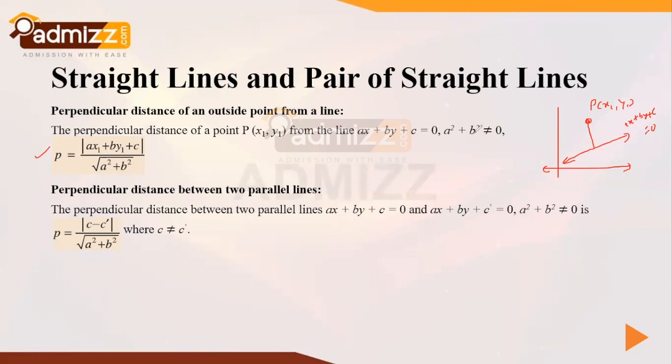Now what you need to do: the a, b and c values you are supposed to take from the equation of the line, and then the x1, y1 values you are supposed to extract from the point which is provided in the question, and substitute all these values in this equation of perpendicular distance, and there you go with the solution of your given question.